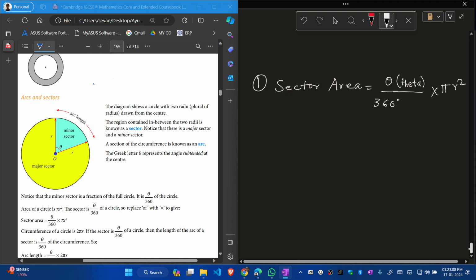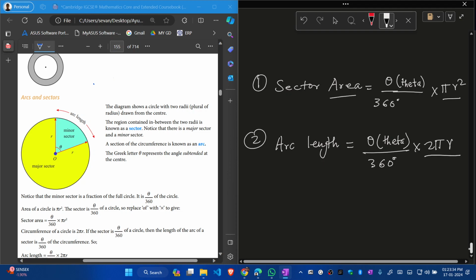And the second is arc length, the length of the arc. It is again the same thing: theta over 360. But this time, for area we are working on a full circle, taking the full circle area. Now it is length, so we are taking the full circumference of the circle, 2 pi r. So for length you can remember it is 2 pi r, and for area you can remember there will be pi r square.